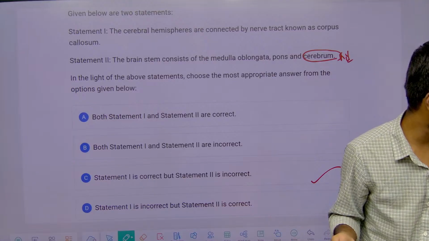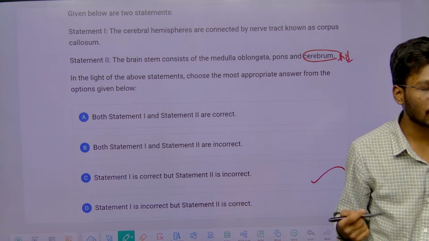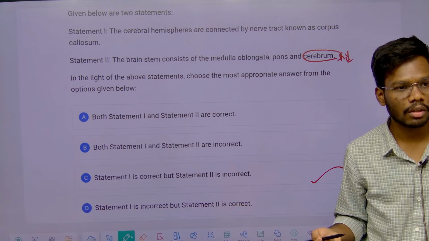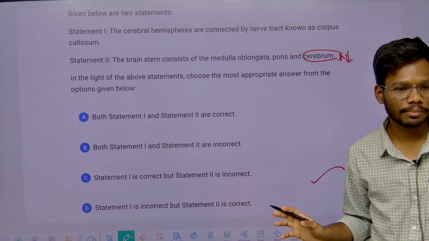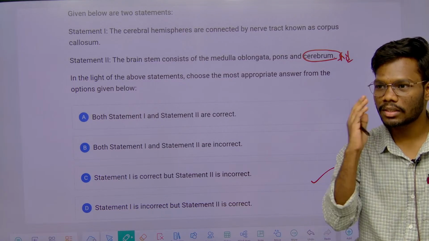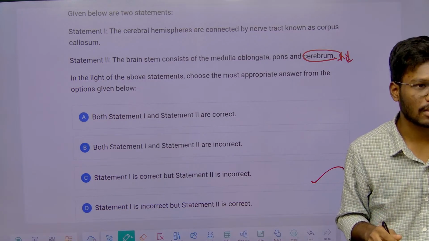So this is all about nervous system control and coordination. We have an exam on this on the 15th, right? Be clear about this nervous system. Just revise this once at home, then it will be very easy, right? Thank you.